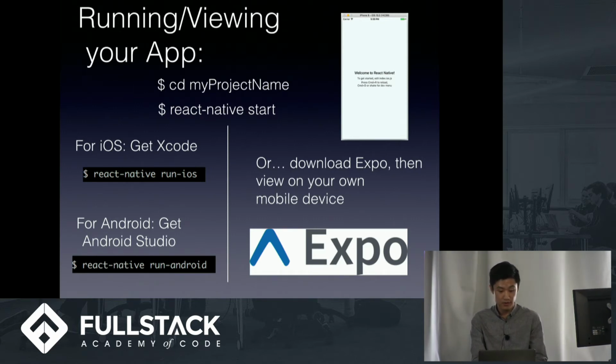And for Android, you have to get Android Studio. It's either that or you download a program called Expo, and that allows you to view the actual app on your own mobile device. So Expo will generate a QR code that you scan, and you are able to look at your app in that way.